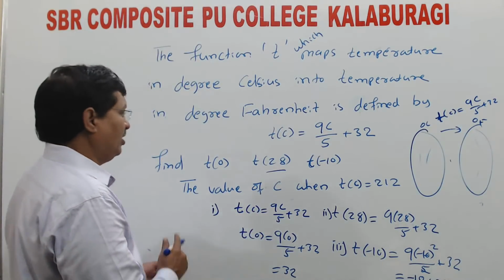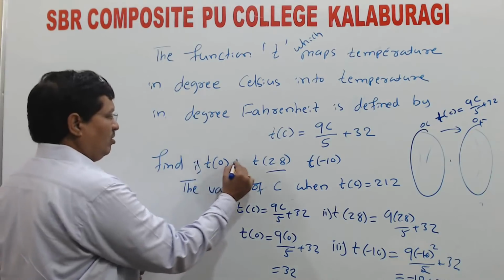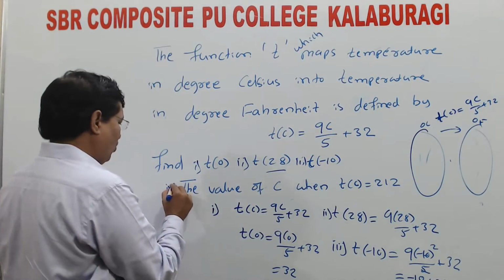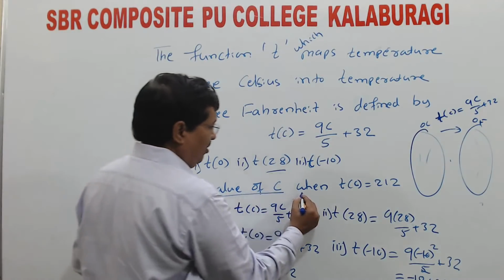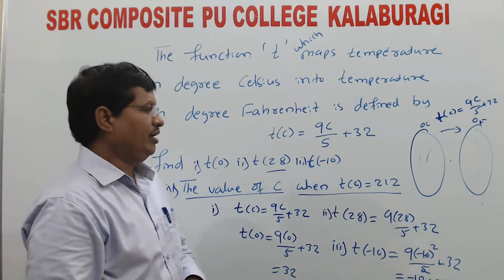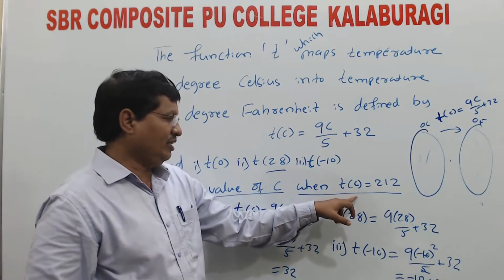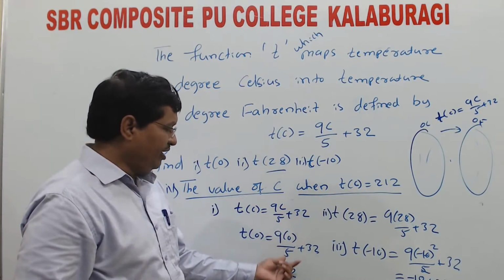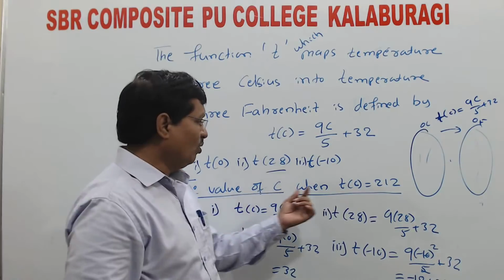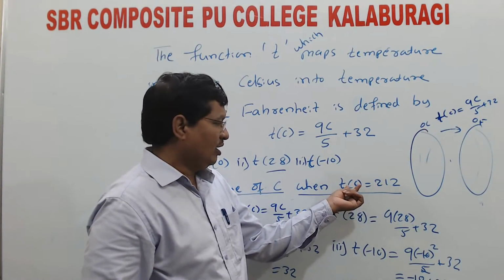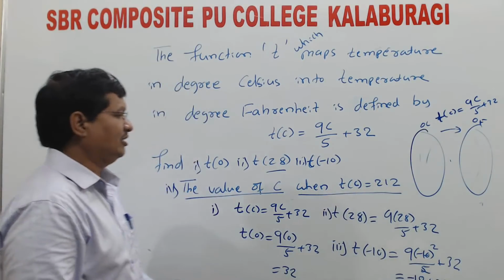What is the last part? This is 1, 2, 3, and this is 4. The value of c when t of c equal to 212 degree Fahrenheit. You have to find c. These are all examples where the temperature is given in degree Celsius and you have to find degree Fahrenheit. The last one is what? The temperature is given in degree Fahrenheit. You have to convert it into degree Celsius.